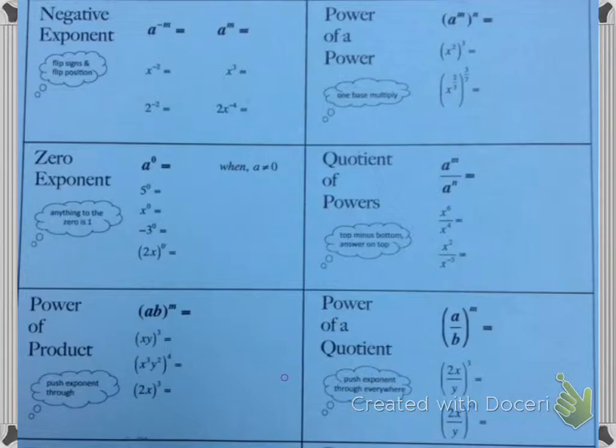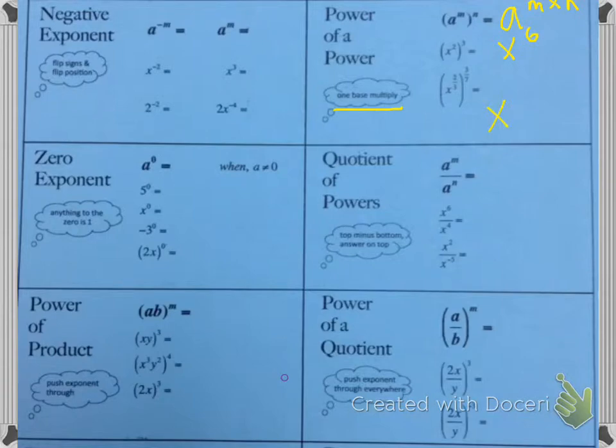So if you have one base, you multiply. It's going to be a to the m times n power. Here I have one base, I have x, and I'm going to multiply my exponents. 2 times 3, 6.